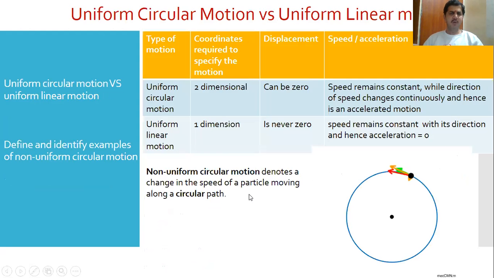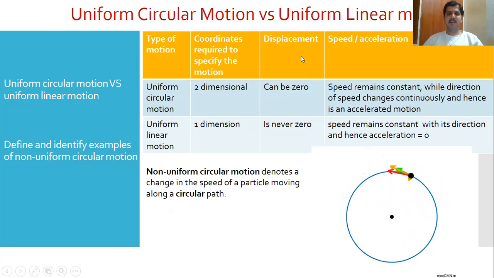Now, what is the difference between uniform circular motion and uniform linear motion? This is something we need to address. We already studied uniform linear motion, which is a one-dimensional motion. What do we mean by one dimension? You require only one dimension, either X or Y, to understand the displacement of the particle or whatever you need to understand about it. But in a uniform circular motion, as the particle moves, you have to specify the X and Y coordinates everywhere. Thus, it is a two-dimensional motion.